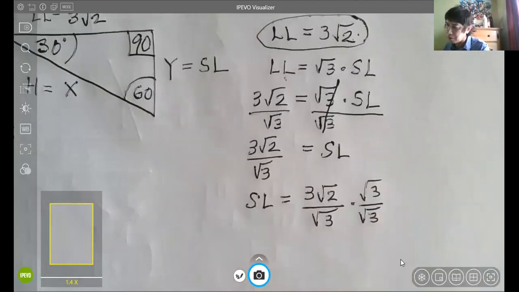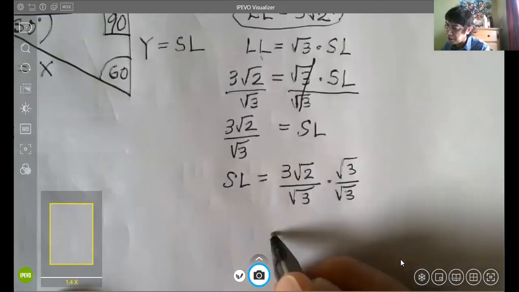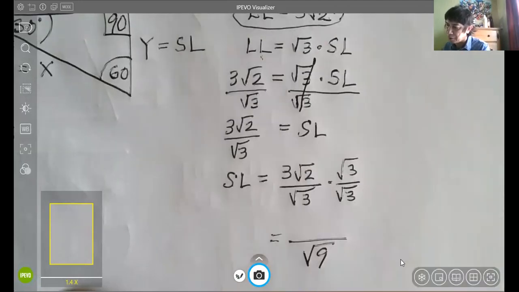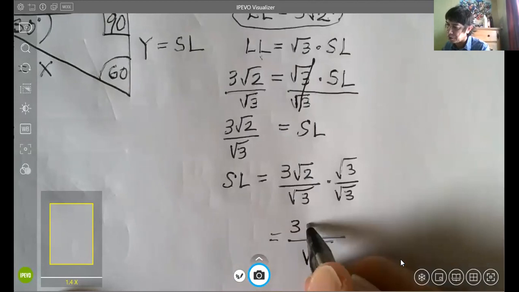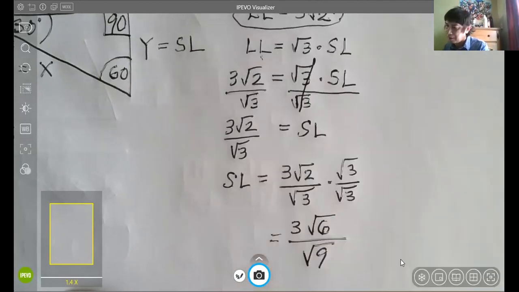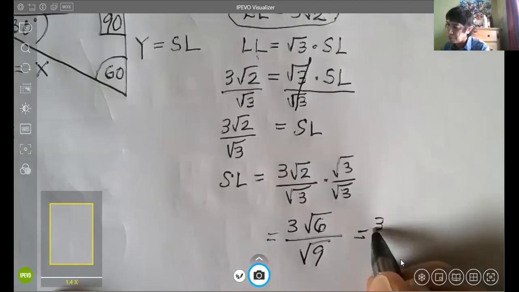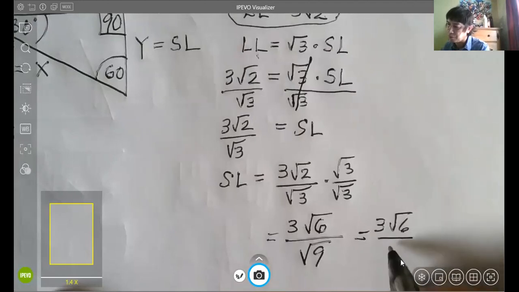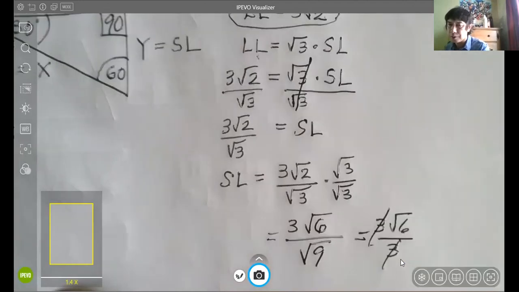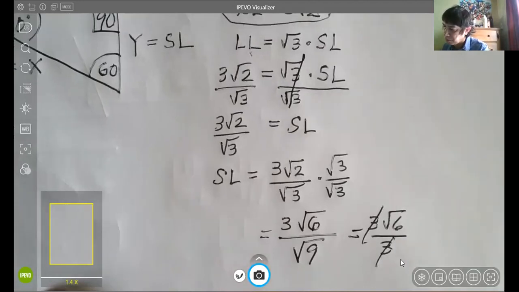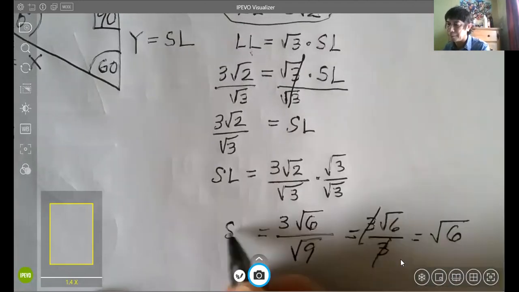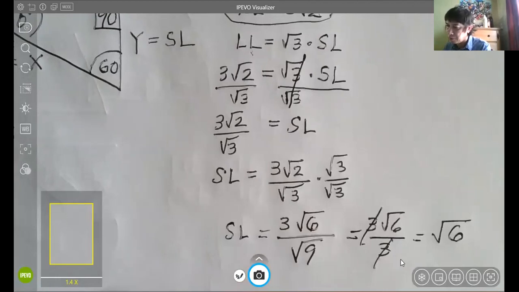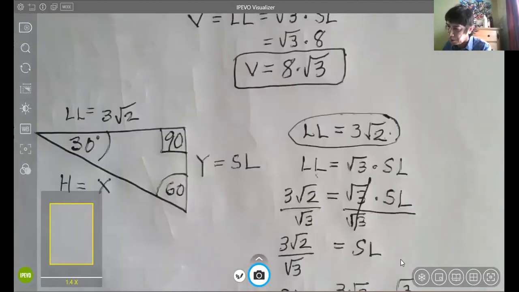And so this gives us square root of 9 at the denominator. And on top, 3 square root of 2 times square root of 3 is square root of 6. And so this continues like 3 square root of 6 over square root of 9, which is 3. And the 3 divides. Finally, our answer here is simply square root of 6. And this goes to our shorter leg. So that means, going back to the figure, this is square root of 6, the Y.